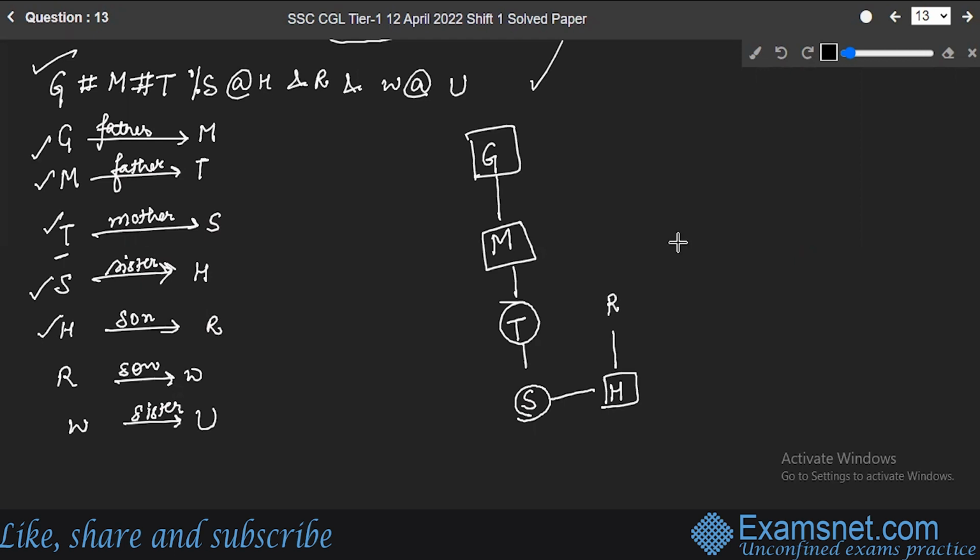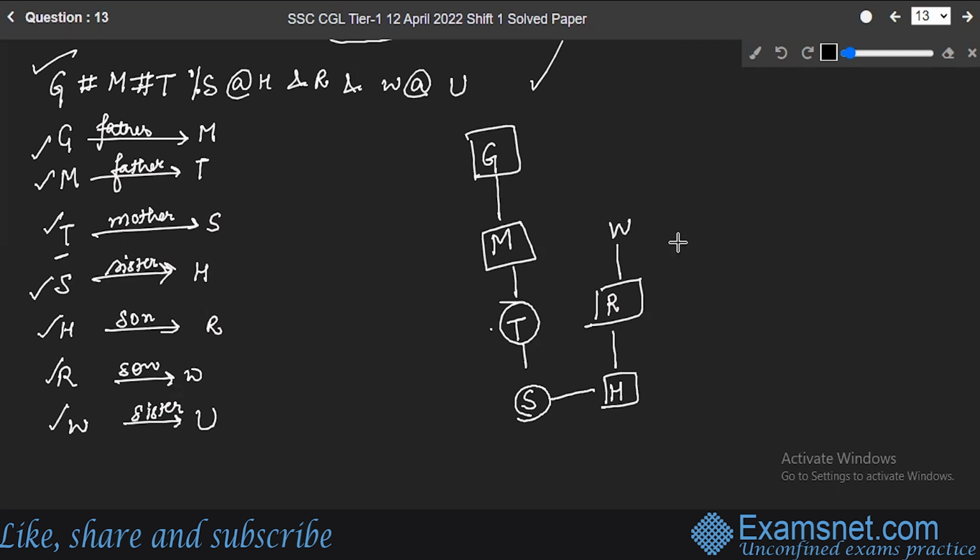So I will represent it like this. Now, I don't know. Obviously, if T was a female, R has got to be a male only. Right. Anyways, the next one says R is son of W. That means R is a male. It's son of W. So here is W. Don't know whether W is a male or female.